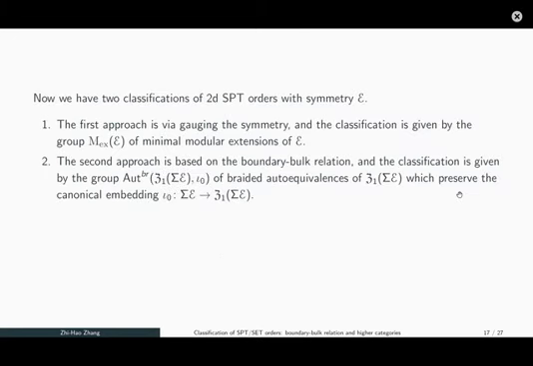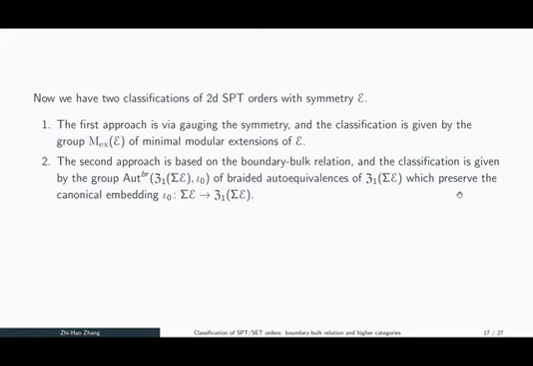So now we have two classifications of the 2D SPT orders with symmetry E. The first approach is by gauging the symmetry, and the classification is given by the group of minimal modular extensions of E. And the second approach is based on the boundary bulk relation. The classification is given by the group of braided autoequivalences of the junction center of sigma E, and they preserve the canonical embedding.